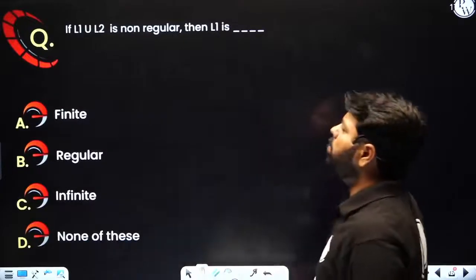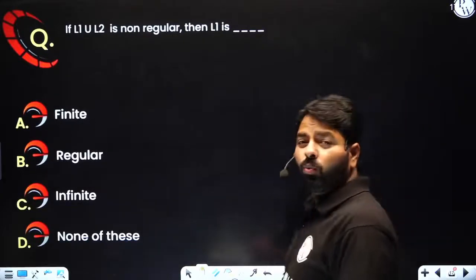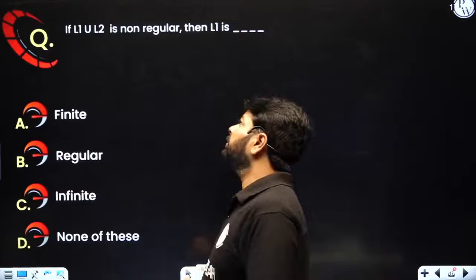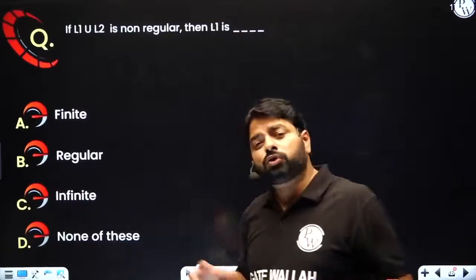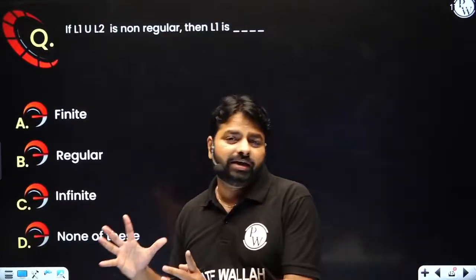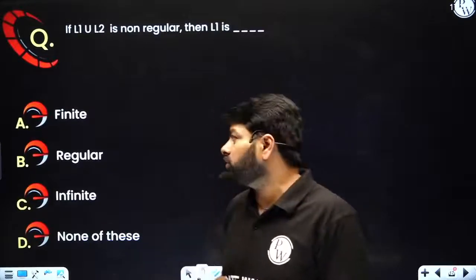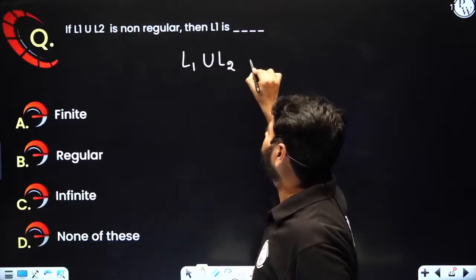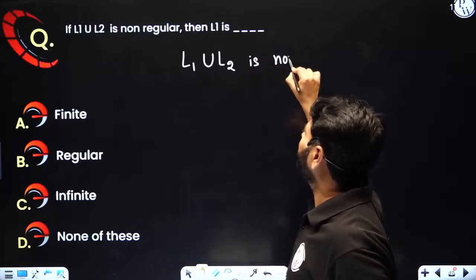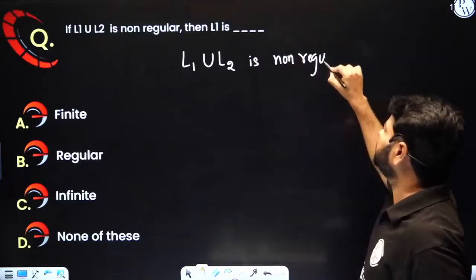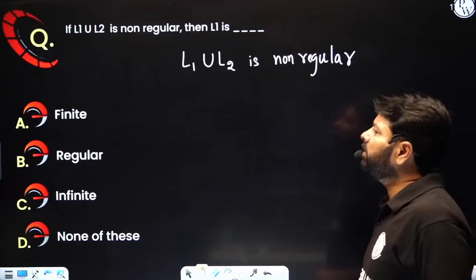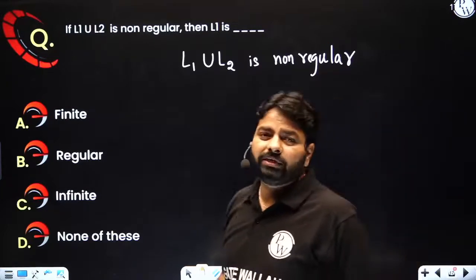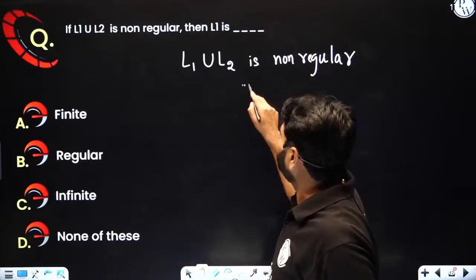Next, L1 union L2 is non-regular. Then what is L1? I'm only talking about L1. In the exam, they may talk about both together, L1 and L2, then you should be very careful. Together you have to think about. Now L1 union L2, the result is non-regular, that's given to you. But what is not given to you? What is L1 and L2? They have not been given to you. You are required to identify them.